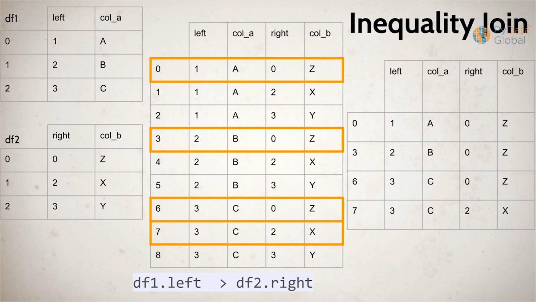Inequality join, however, is either greater than, or less than, or not equal to. It's never equal. Another synonym for inequality join is a non-equi join. You could say a conditional join, but more often than not, you hear the words inequality and non-equi. So for this example, we're saying, give me the rows where the values from the left column in DF1 is greater than the values in the right column in DF2. And the orange bars point us to the rows that fulfill that criteria.